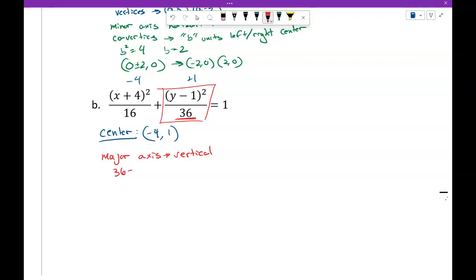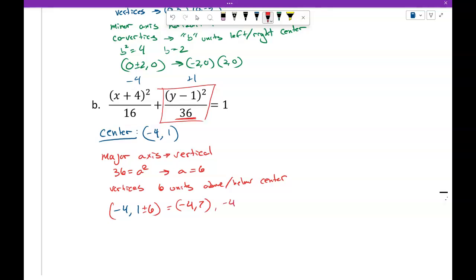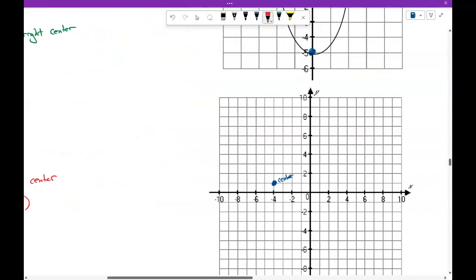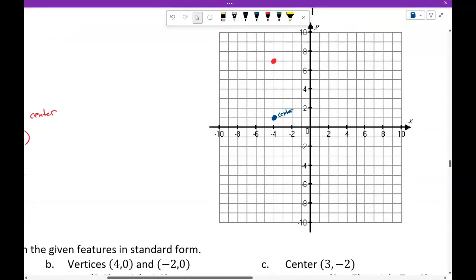So 36 is our a squared term, meaning that a is 6. So our vertices will be 6 units above and below the center. So we take our center, which is negative 4, 1, and we're going to add and subtract 6 from the y value to move up and down, giving us negative 4, 7, and negative 4, negative 5 as our two vertices. Let's go ahead and plot those. Negative 4, 7, and negative 4, negative 5 for our vertices.